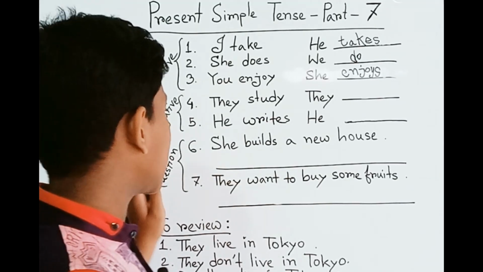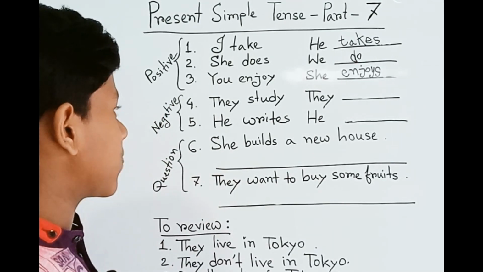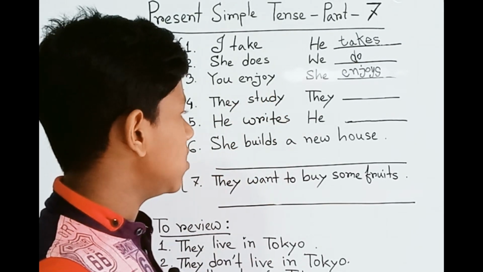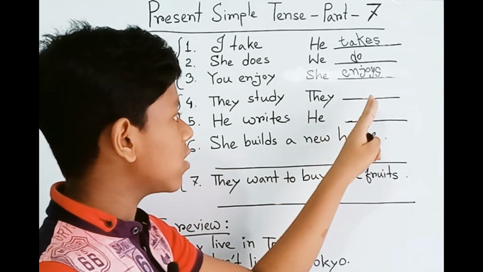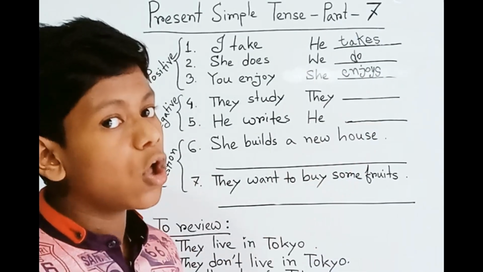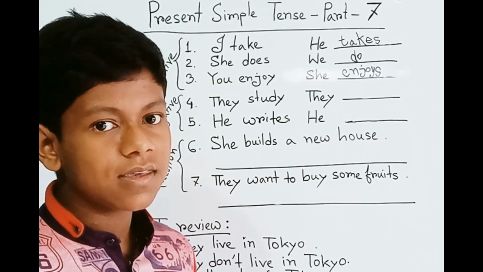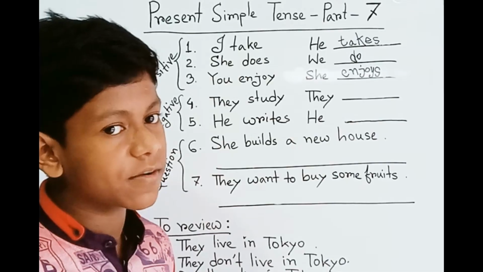So here we can look at another part, and that is negative. We are watching number 4, it is "they study". We have to turn this into negative. So this is in positive. What will be the negative here? What do you think? Yes, I can hear you guys. Which word should we put here?